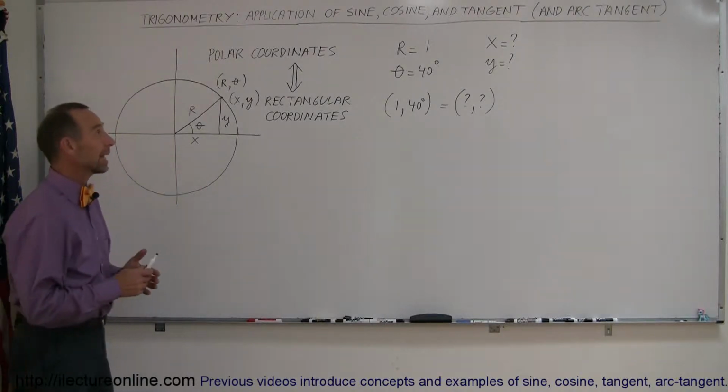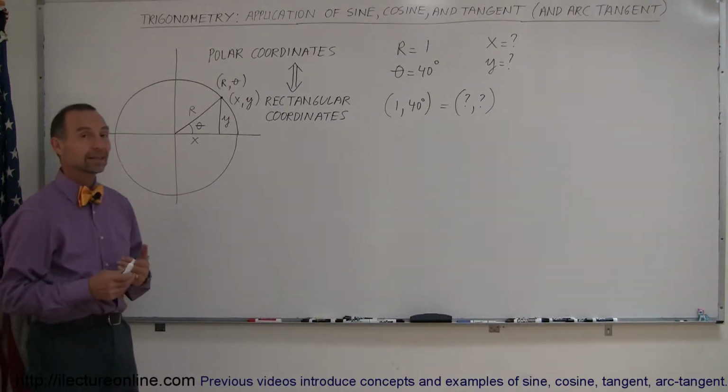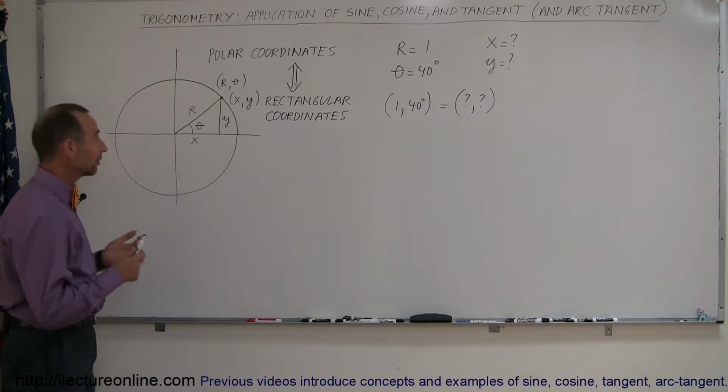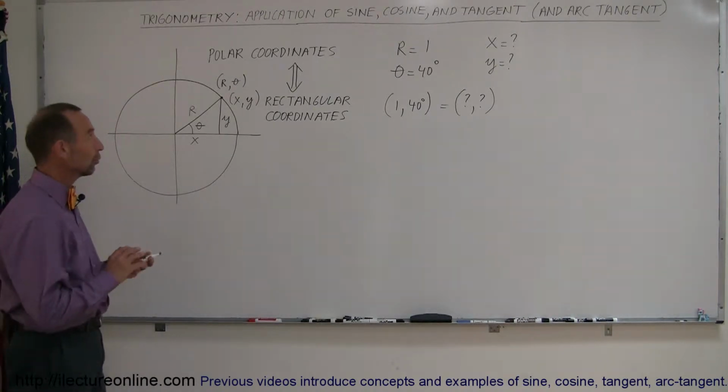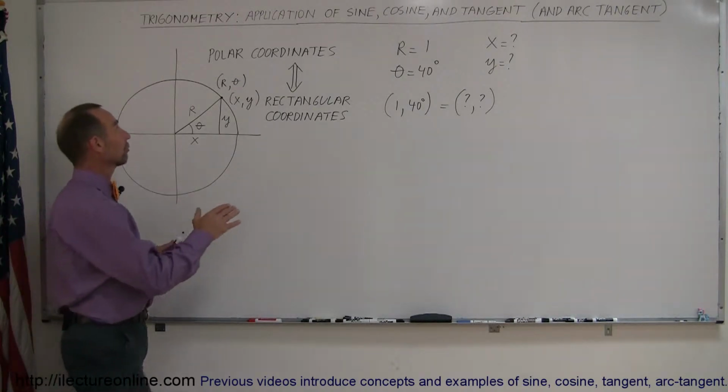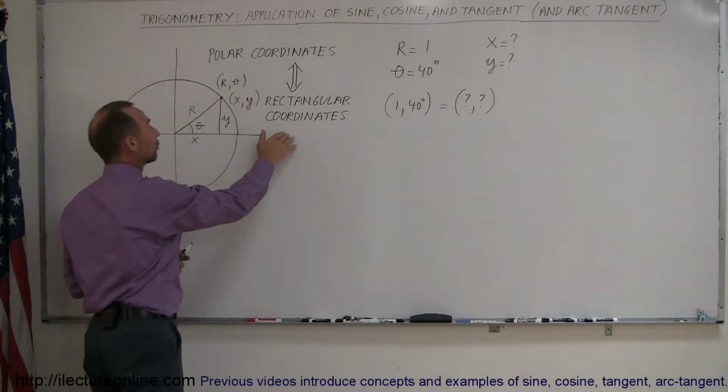And here's another great application of how we use the sine, the cosine, and the tangent to find angles and sides. In this case, we're going to find the conversion from polar coordinates to rectangular coordinates, back and forth.